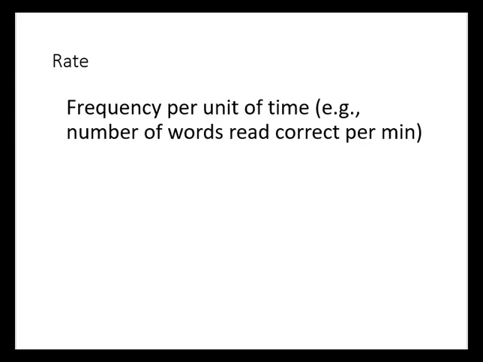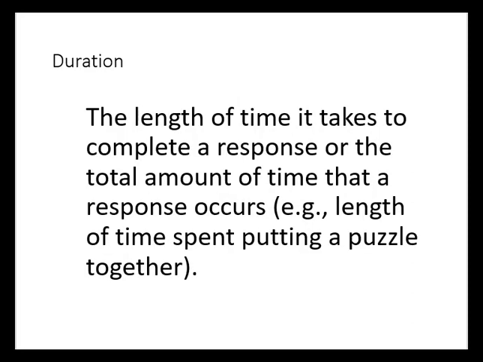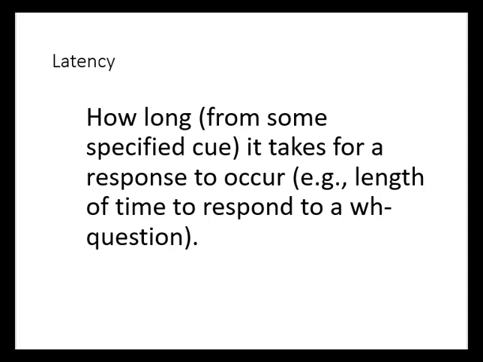Rate refers to frequency per unit of time. For example, number of words read correct per minute. Duration is the length of time it takes to complete a response, or the total amount of time that a response occurs. For example, length of time spent putting a puzzle together. Latency is how long from some specified cue it takes for a response to occur. For example, the length of time to respond to a WH question.